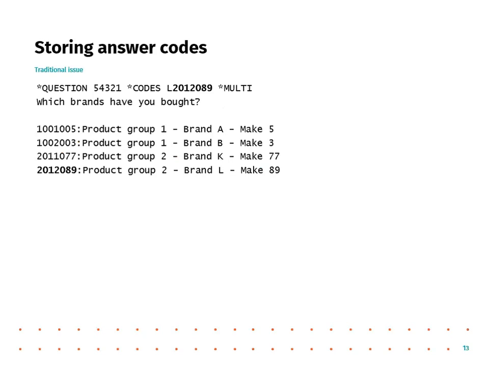For instance, have a look at a traditional issue. Here I have 7-digit codes, which nicely identify my categories. The first digit gives me the product group, for instance, the next 3 digits my brand, and the last 3 digits the make of that brand. And it makes it easier to find codes and then interpret codes.